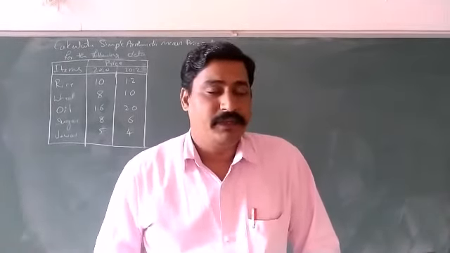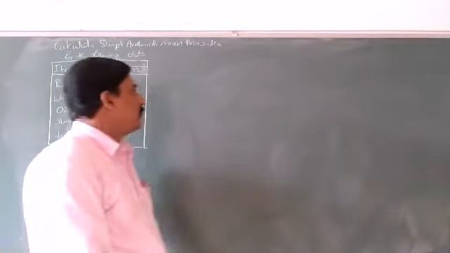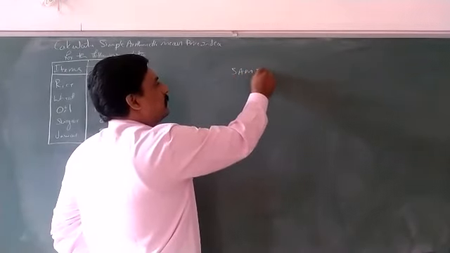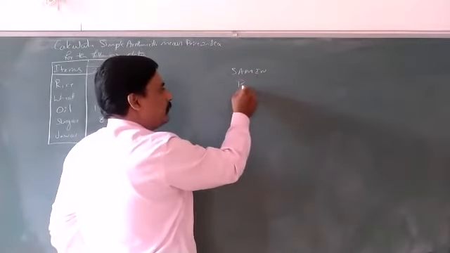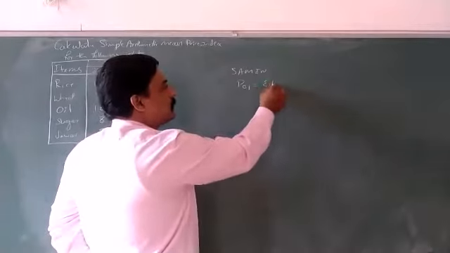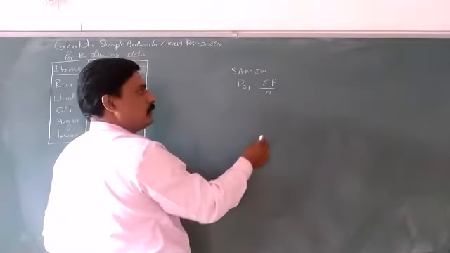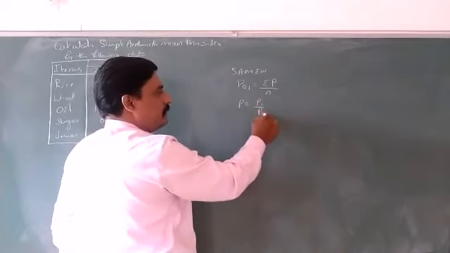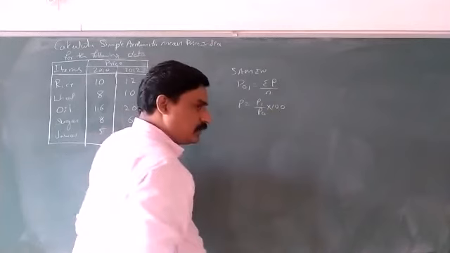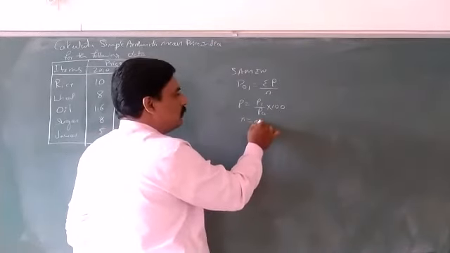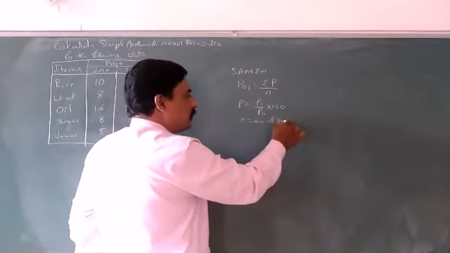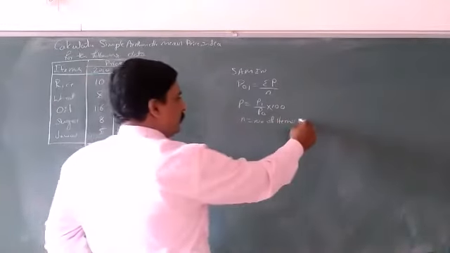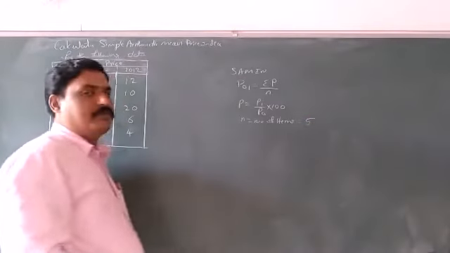To calculate that, first we need to write the formula. The formula to calculate simple arithmetic mean index number, which is indicated by P01, is equal to summation P divided by N, where P is equal to P1 divided by P0 into 100, that is price relative, and where N is equal to the number of items or commodities or observations given, that is 5 here. N is equal to 5 here.